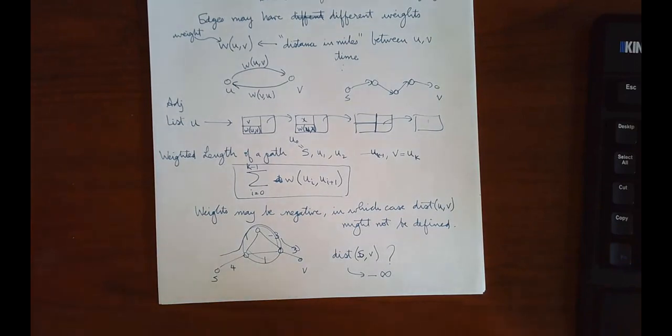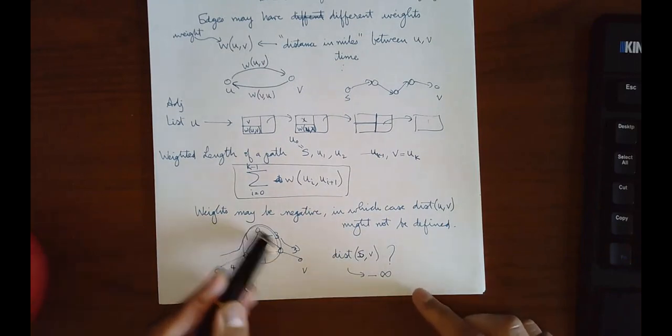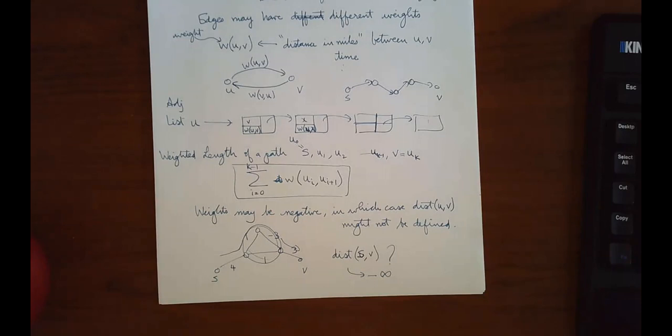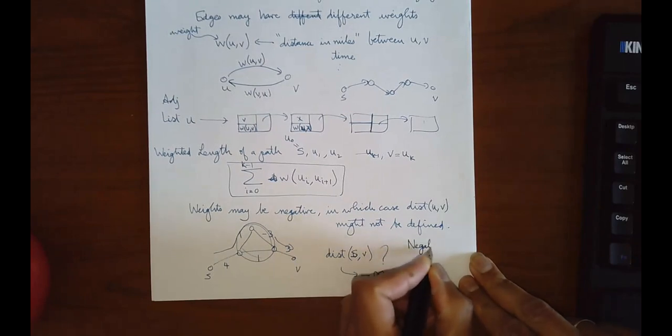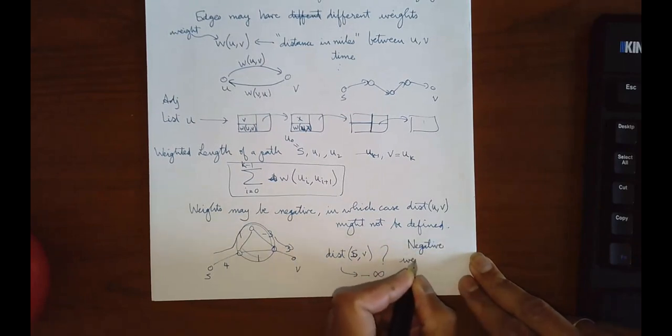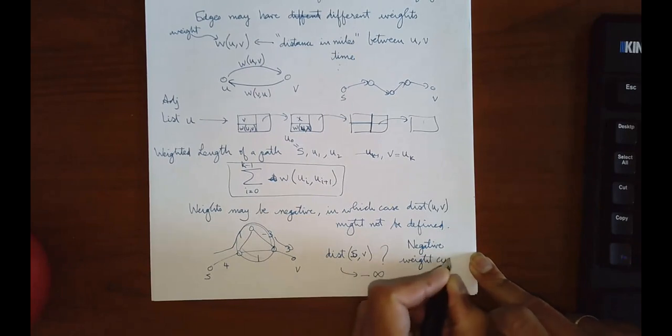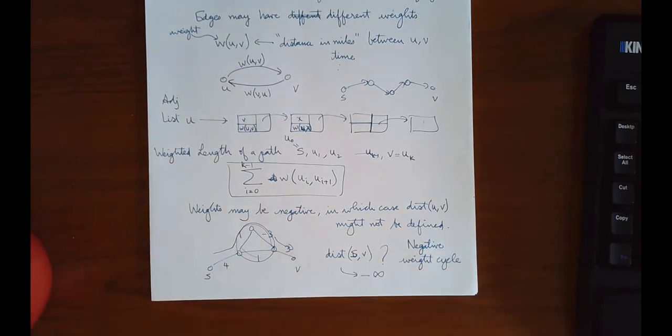So when there are negative weight cycles, so a cycle is that structure over there. Okay? So when there are negative weight cycles, the distance is not defined. And this is called a negative weight cycle. So when you have negative weight cycles, distances are not defined. But as long as you don't have negative weight cycles, distances are defined.